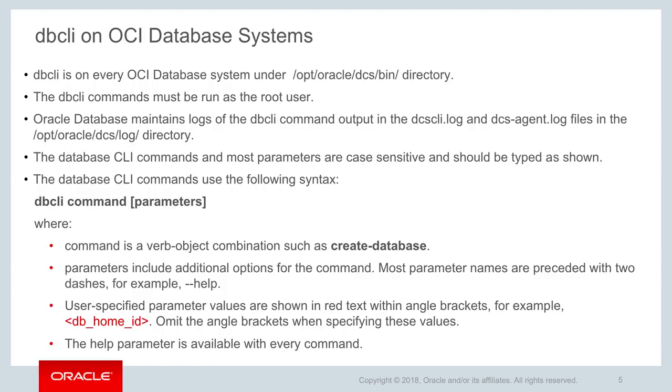One quick thing to note is the database CLI commands and most parameters are case sensitive and they should be typed as shown in this example. So you start off with dbcli and then give the command and then follow it up with the parameters. One example for the command is a verb object combination such as create database. And for the parameters, you precede the parameters with two dashes, for example, dash dash help.